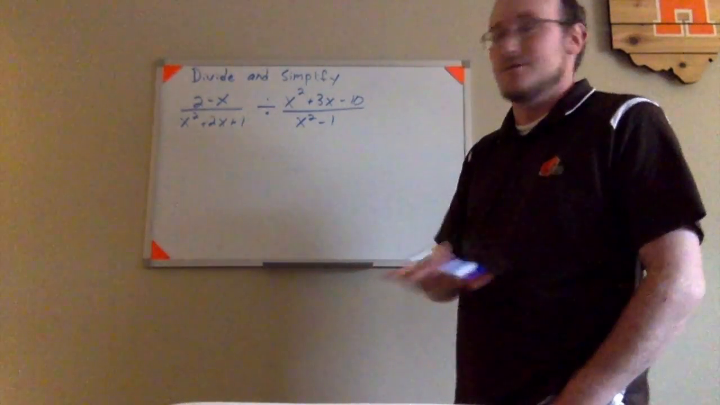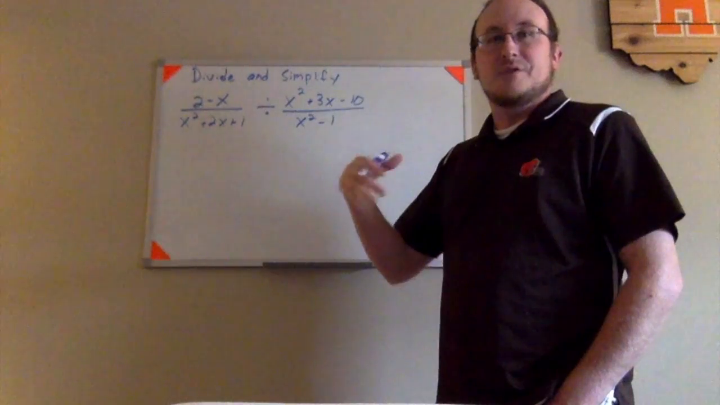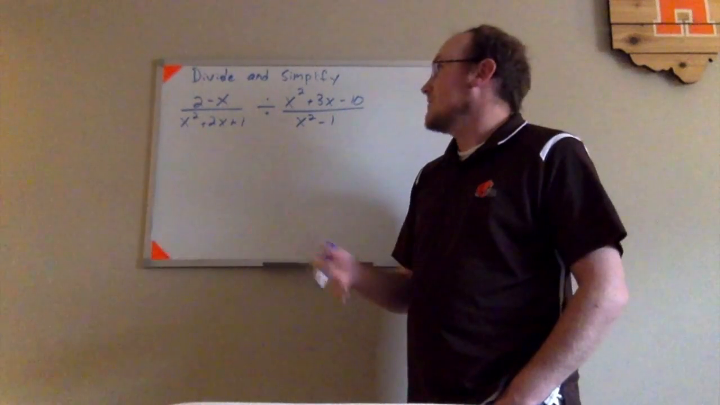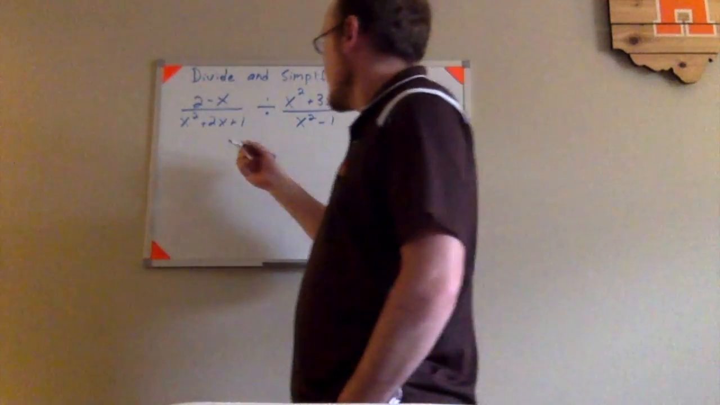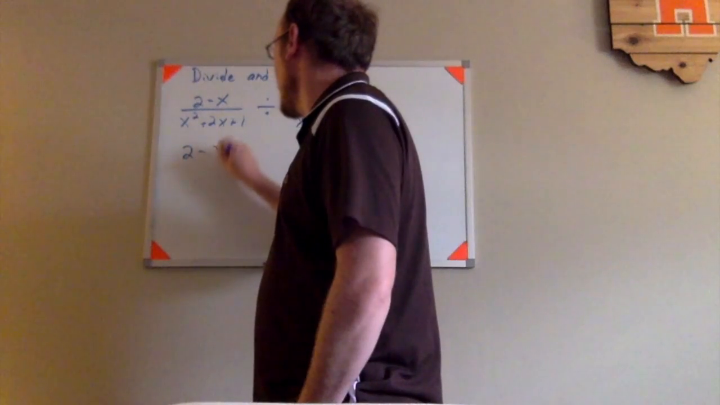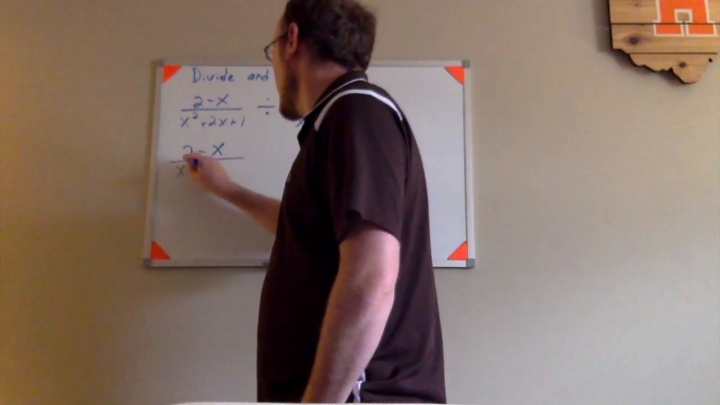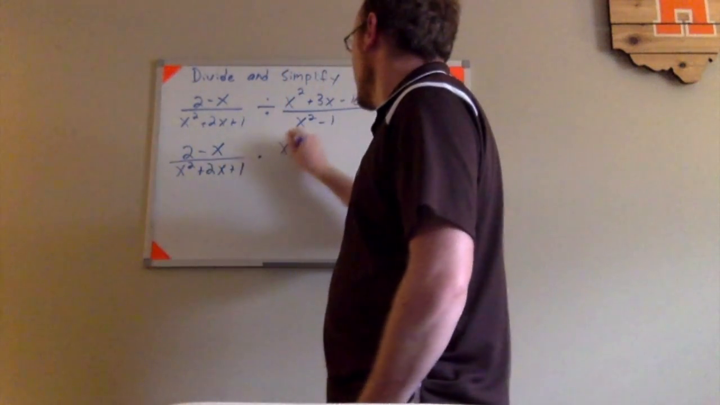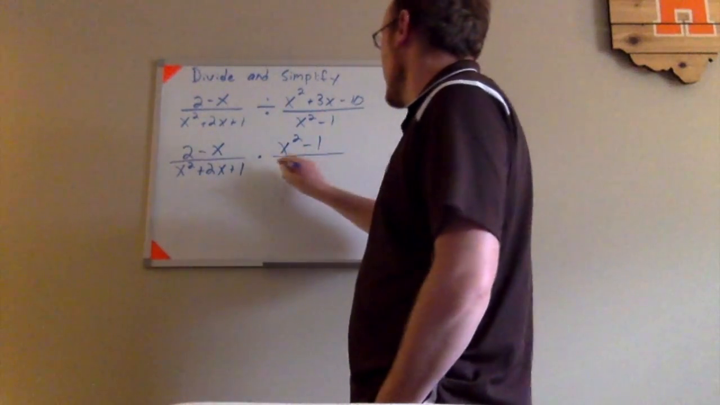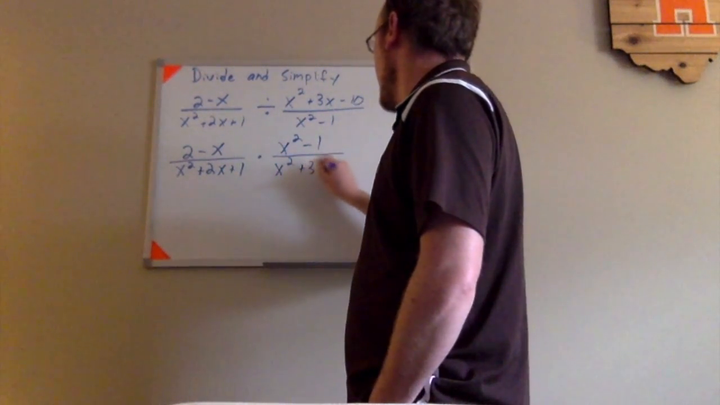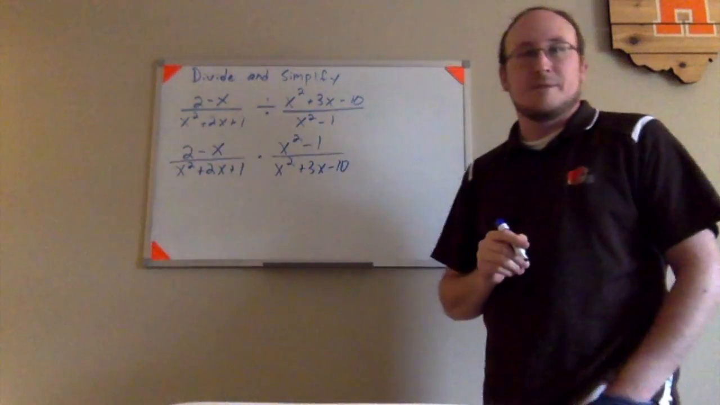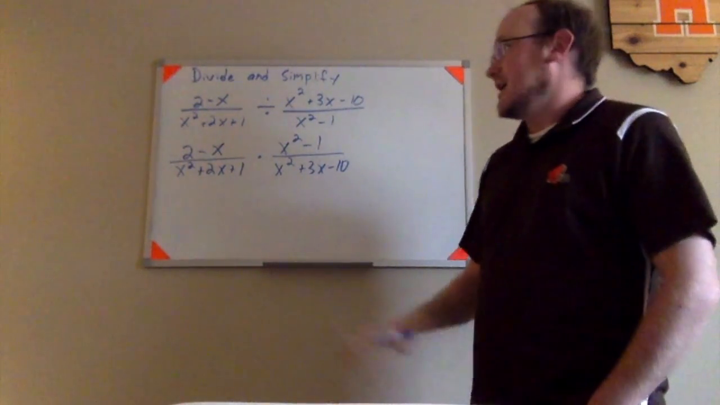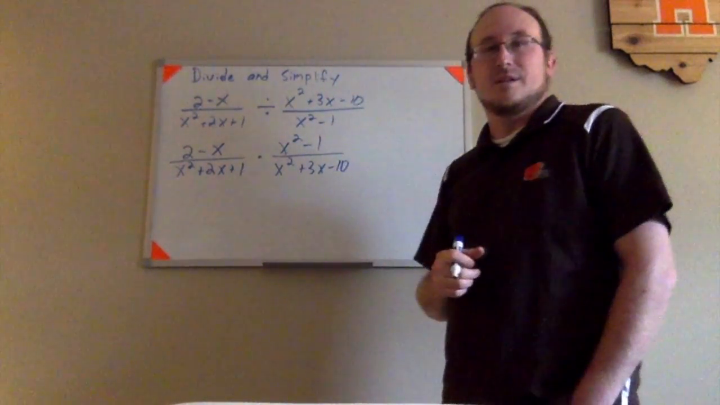So the first thing I'm going to do is rewrite this division problem as a multiplication problem, and then it'll become a lot like the example we just did on a previous one where I showed you how to multiply and simplify. So this will become (2 minus x) over (x squared plus 2x plus 1) times (x squared minus 1) now in the numerator, and (x squared plus 3x minus 10) in the denominator. So again, dividing by a fraction is the same thing as multiplying by its reciprocal. Now that I have this written, let's go ahead and write this in its factored form.